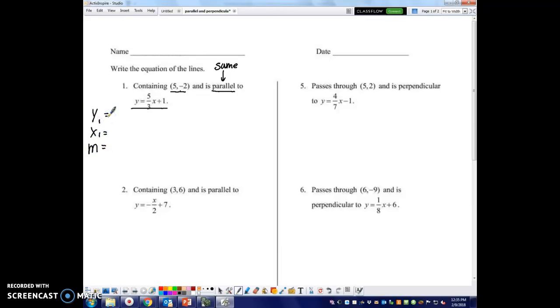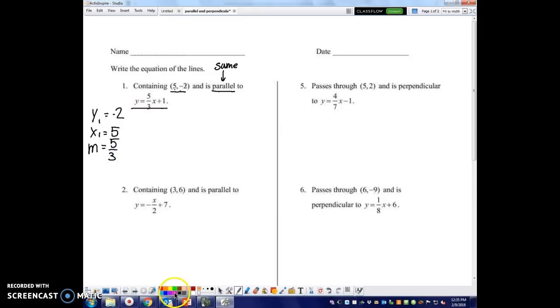I want you to tell me these. So what is y1? It's negative 2. What is x1? 5. What is the slope? Well, since it's parallel to this line, their slopes are the same. So it's a positive 5 over 3.